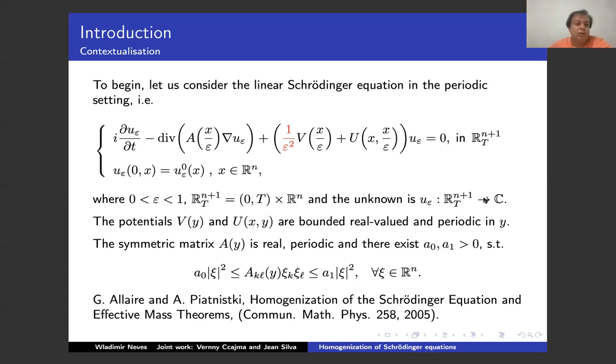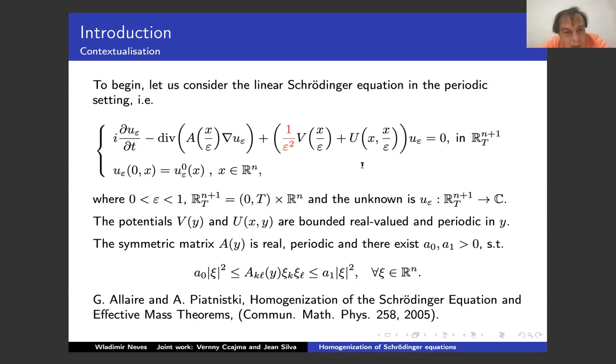It's not the usual linear Schrödinger equation, because instead of the Laplacian, you have the divergence of some matrix A. So if A is the identity, you come to the original Laplacian, the more usual Schrödinger equation. And here you see that there exists this parameter 1 over epsilon squared. So we have two potentials, capital V and capital U.